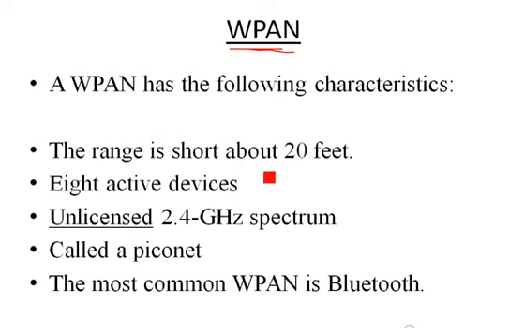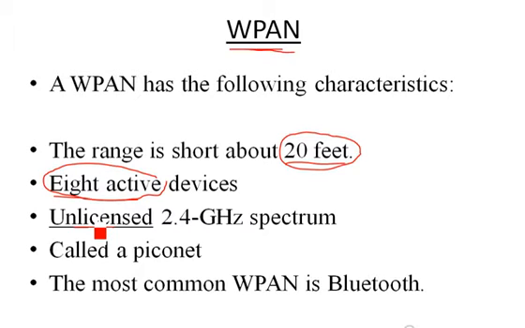The range is short, about 20 feet. The devices must be within 20 feet. Eight active devices: you can connect at most 8 active devices. Passive devices you can connect more, but active ones must not exceed 8. Unlicensed 2.4 GHz spectrum: you can use the unlicensed 2.4 GHz spectrum in a wireless PAN. So, unlicensed.